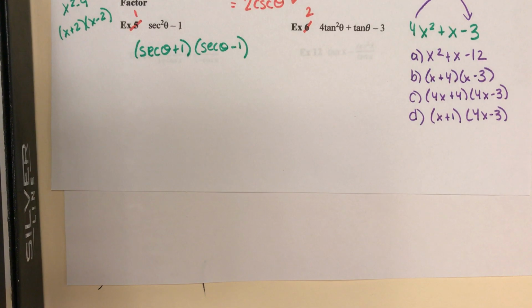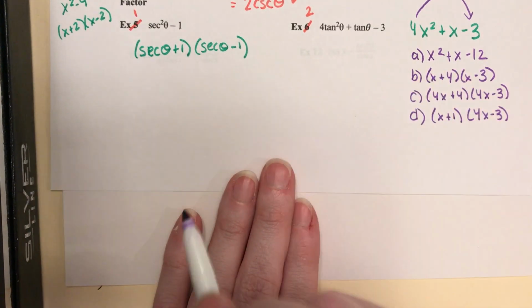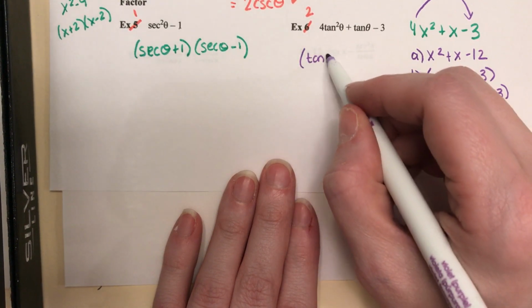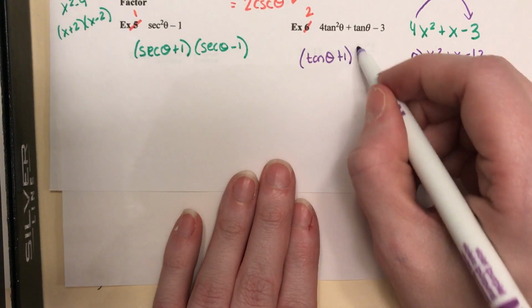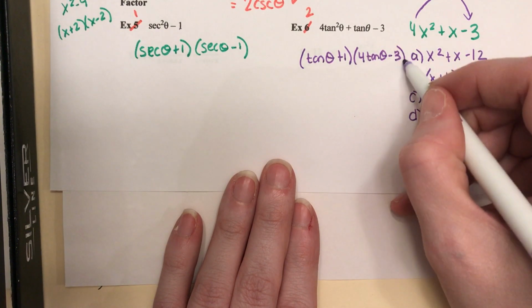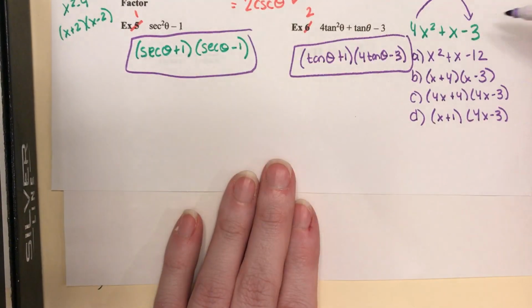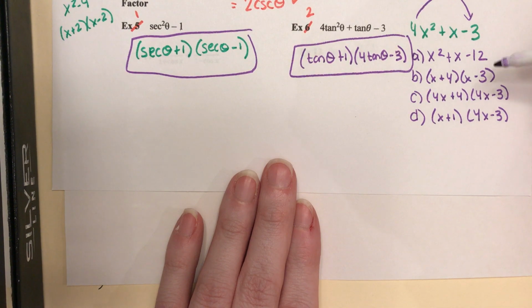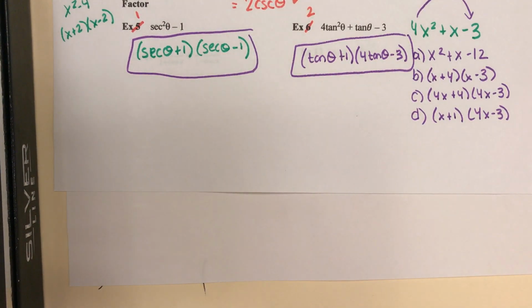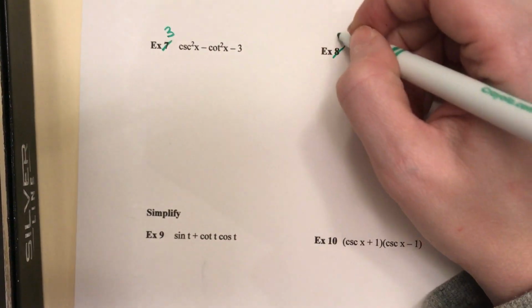So it's the same process with a trig function. So instead of x, though, we have tangents. So I would write this as tangent of theta plus 1 and 4 tangent of theta minus 3. So if it helps and you want to do some side work and use x's instead to help you factor it, you can do that. Just make sure you go back in, convert it back to trig functions. Okay, so this is your example 3 and 4 on the back.